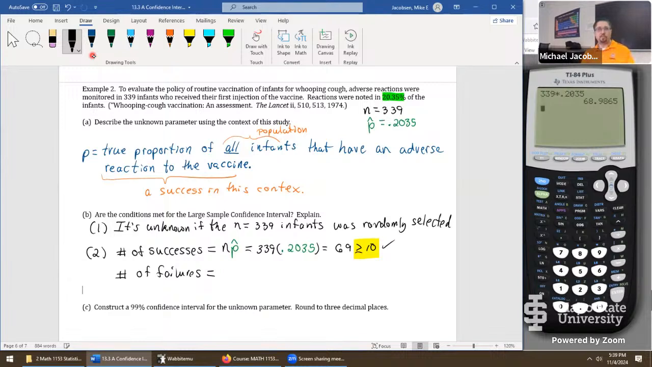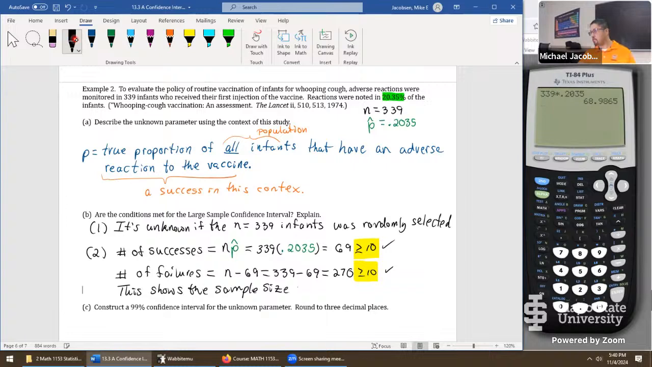Different ways to calculate this are: if you know the number of successes and you know your sample size, you can just simply go n minus 69. So 339 minus 69. I think that comes out to 270 altogether. That's also definitely greater than or equal to 10. So another check there. And we can say this shows the sample size is large enough.